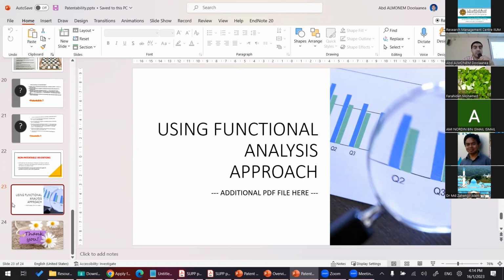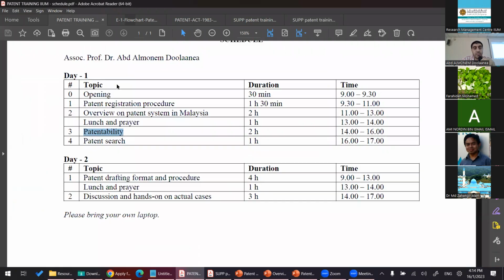Okay, shall we continue to the last one? It is patent search. It's not very long. Last one is patent search. As researchers, this one is quite easy to continue. Should we continue?